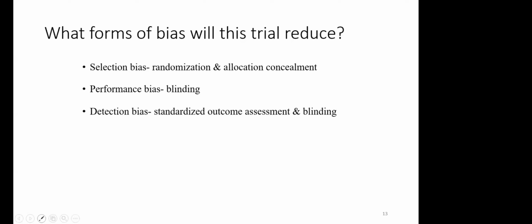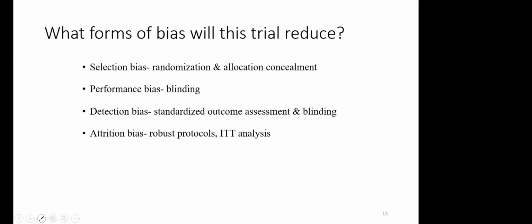So they may be biased towards maybe reporting a certain outcome for individuals in the intervention versus those in the control group. So using standardized tools and blind assessors just tries to make the outcome assessment as objective as possible. Then we can also have attrition bias.